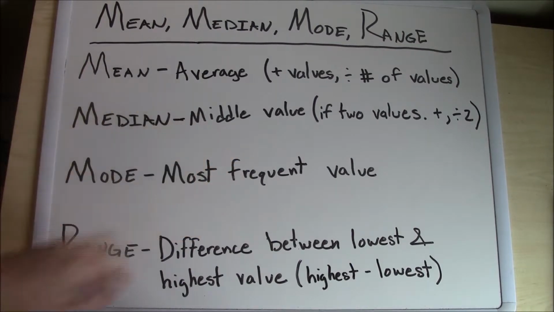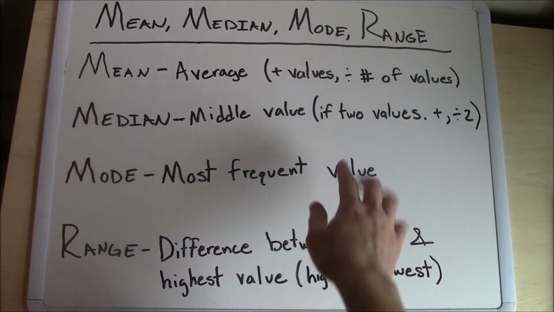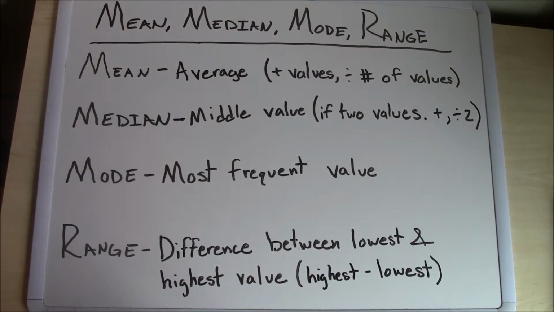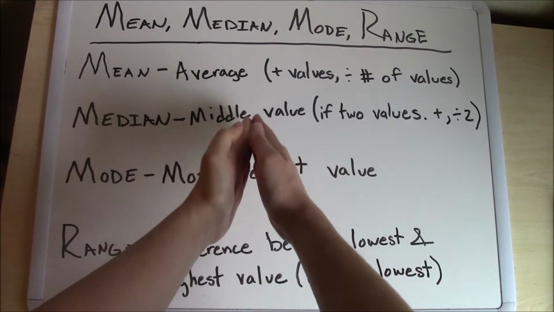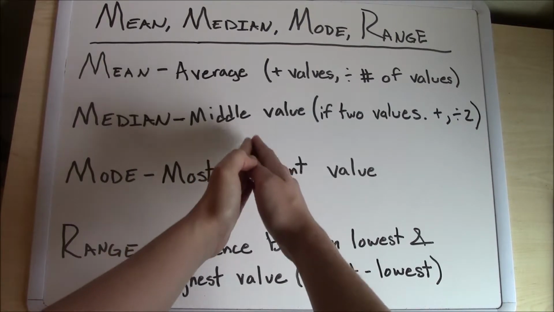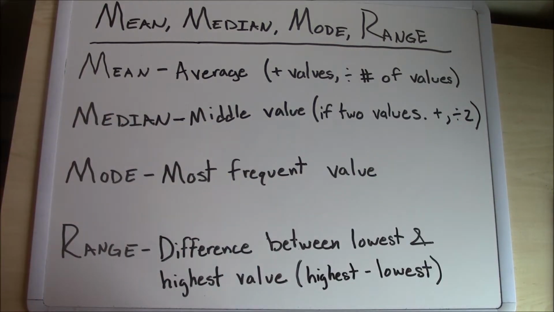Median is the middle value. So that's literally just lining up all the numbers in order from 0 to infinity, and you're going to narrow that list down until you get to the middle, and that's going to be your middle value. But sometimes you're going to have 2 values, and if you have 2 values, what you're going to do is you're going to add those up together and divide by 2, and that's going to get you the middle of those values, and that's going to be your median. That's going to be the middle of the middle, basically.